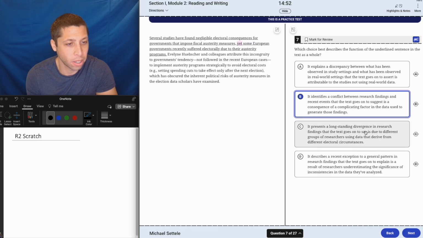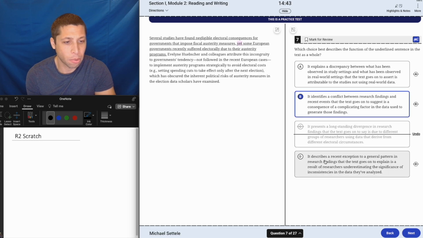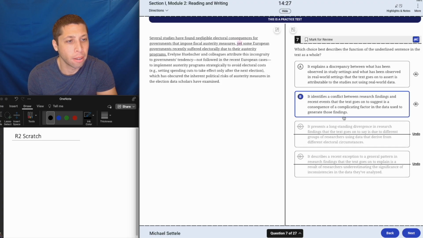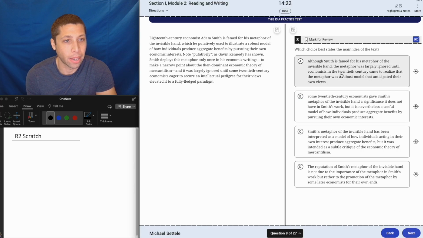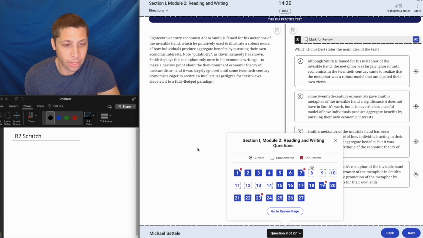Yeah, okay. It presents a longstanding divergence in research findings that the text goes on to say is due to different groups of researchers. No, it's not different researchers. It describes a recent exception to a general pattern. It's not a recent exception. In research findings that the text goes on to explain as a result of researchers underestimating the significance of inconsistency. No, the data's not bad. They're just using the data wrong. Yeah. All right, we've got to keep moving. I might come back and look at this again, but I'm not going to have time. Main idea. Yeah, we've got to keep moving.